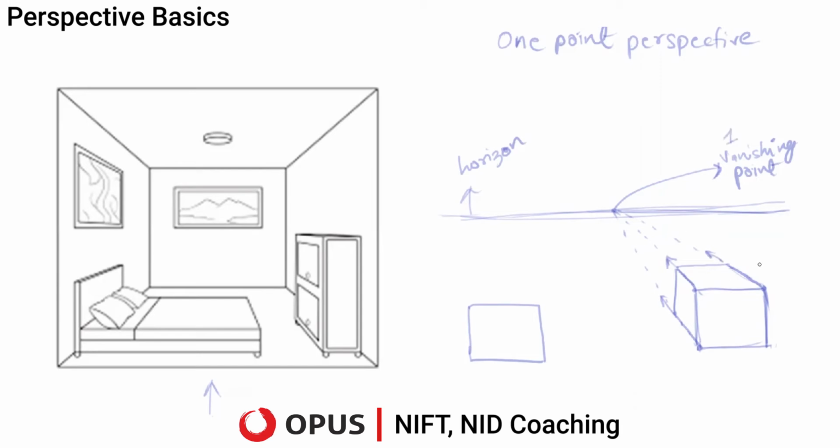And there are also multiple point perspectives like 2 point and 3 point, which will be our topic for the next video, but presently we will focus on one. Remember, it is called one point perspective because we have only one vanishing point.